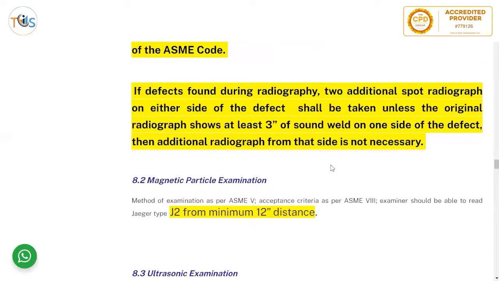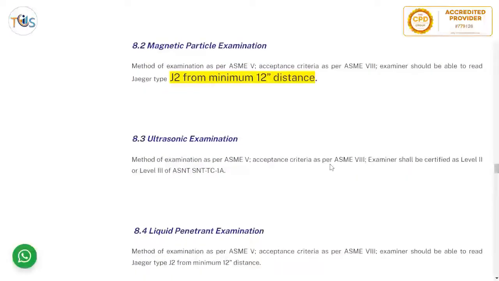If defects are found during radiography, 2 additional spot radiographs on either side of the defect shall be taken, unless the original radiograph shows at least 3 inches of sound weld on one side of the defect, then an additional radiograph from that side is not necessary.